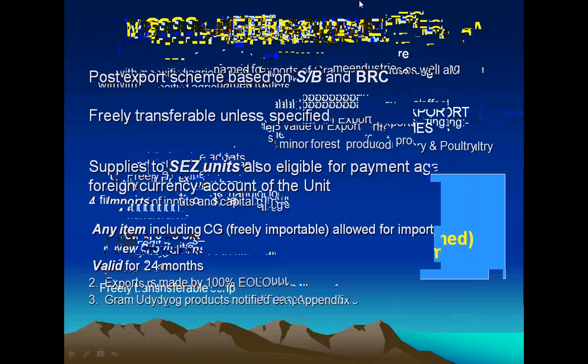And you could clear off both the obligations with one export. Advance license and EPCG obligation run concurrently. Okay, I think this is a slide that I've been talking about earlier. So what is a physical export and what is a deemed export?